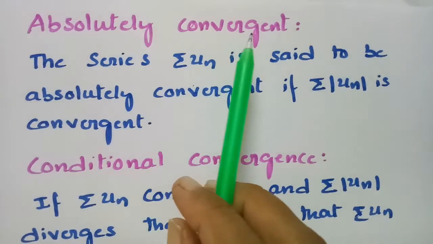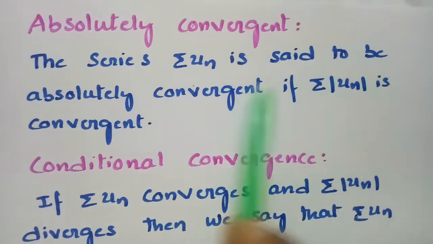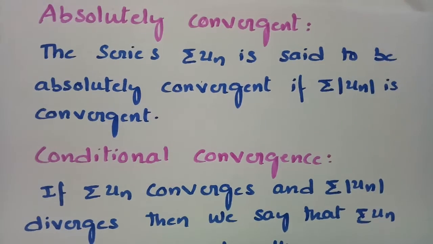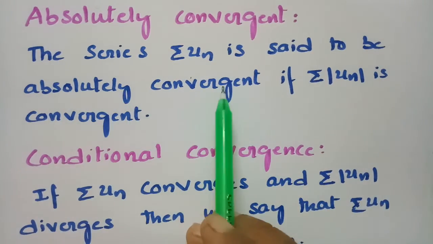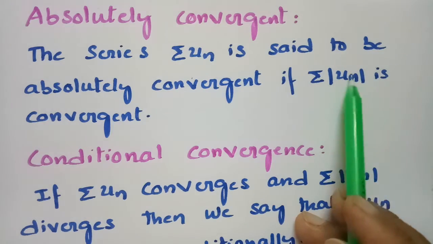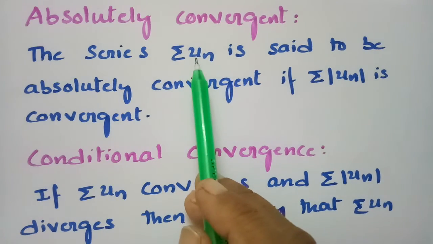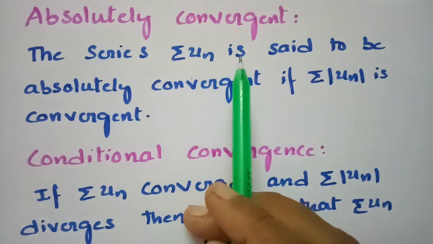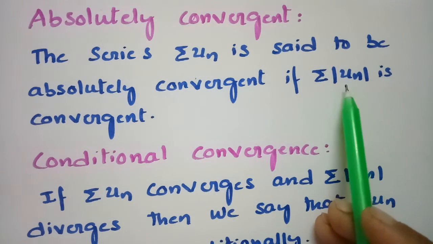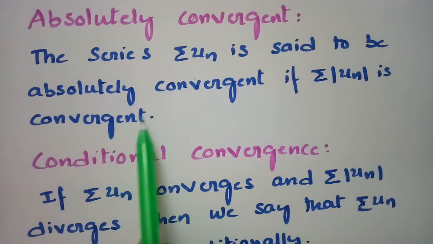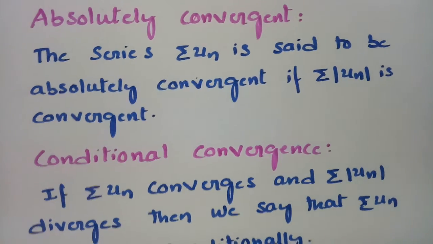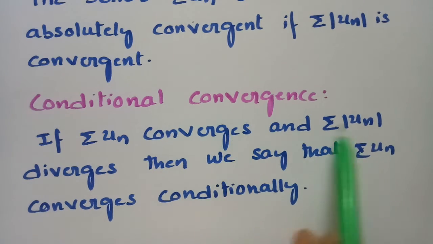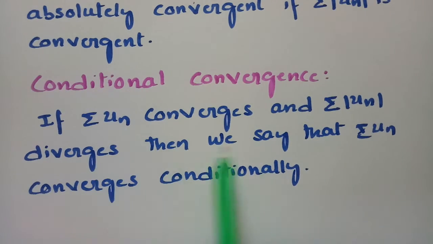And what about absolute convergence? The series un is said to be absolutely convergent. These two are also for alternating series. For an alternating series, un is said to be absolutely convergent if the modulus of un is convergent. So here these are alternating series, negative, positive, and so on. If we make all values positive, and that is also convergent, we say that sigma un is absolutely convergent. If un converges and the modulus of un diverges, then we say that sigma un converges conditionally.